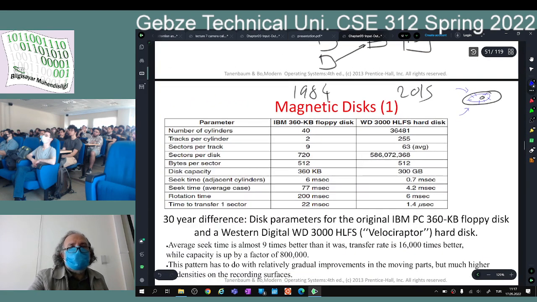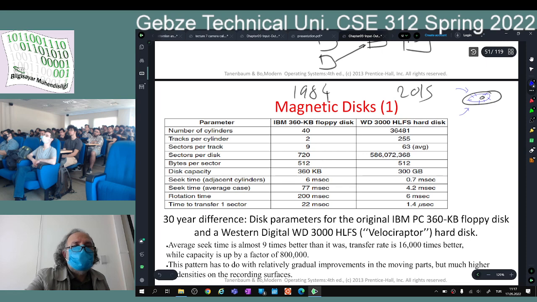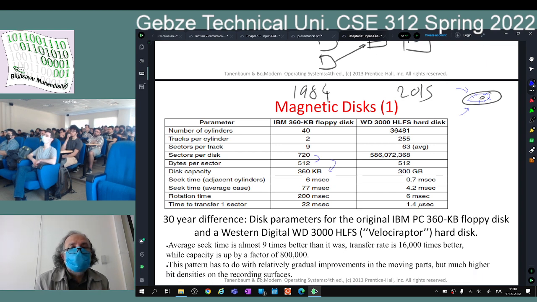Sectors per disk we can actually calculate. It has to be 40 times 2 times 9. So there are a total of 720 sectors. If I have 512 bytes per sector, just multiply these two and you should get 360 kilobytes of total data. Okay, so that's the structure of the disk in 1984.